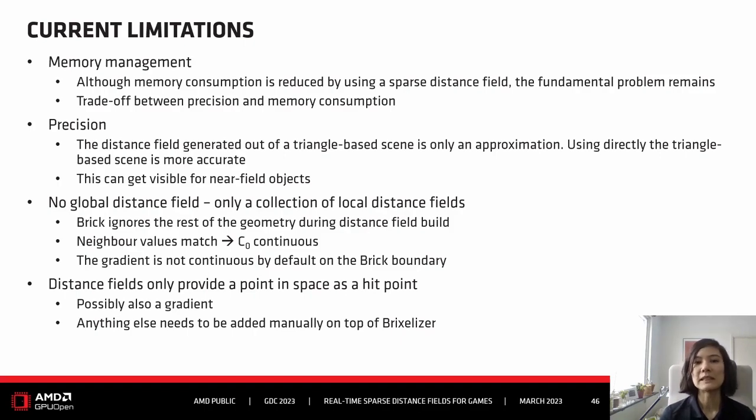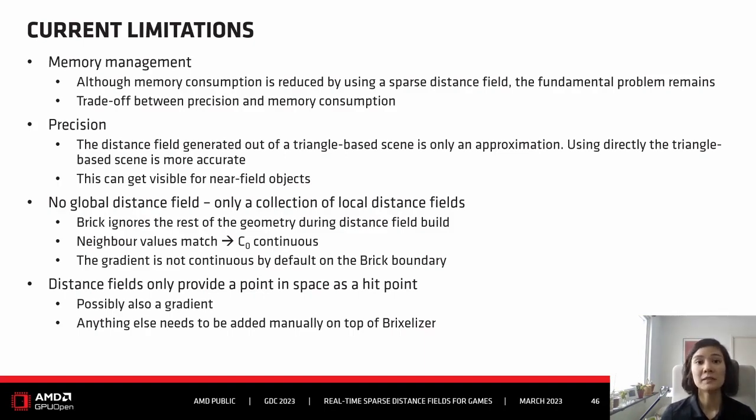Then precision is the next limitation, because Pixelizer will generate an approximation of the triangle-based scene. So if accuracy is all you want, then just use the triangle-based scene directly. But Pixelizer generates this approximation that is then very efficient to evaluate. That's the purpose of Pixelizer. But this precision difference, the fact that Pixelizer just generates an approximation, can get visible for near field objects.